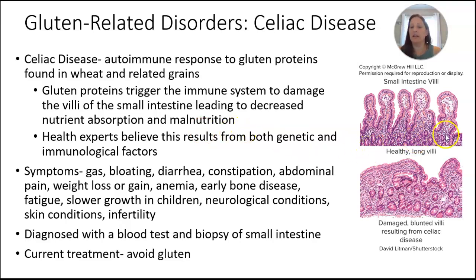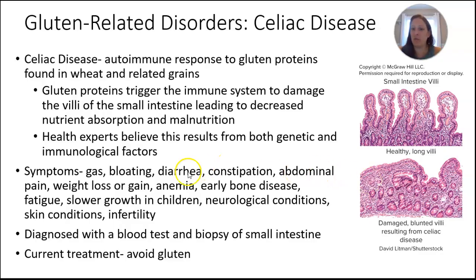So if we look over here, this is a healthy epithelial layer of the small intestine. You can see all these finger-like projections, right? These are the villi. People who have celiac, anytime they ingest gluten, these get attacked, and you end up with this really flat, no microvilli, blunted villi. And so therefore, again, digestion and absorption are going to be decreased.